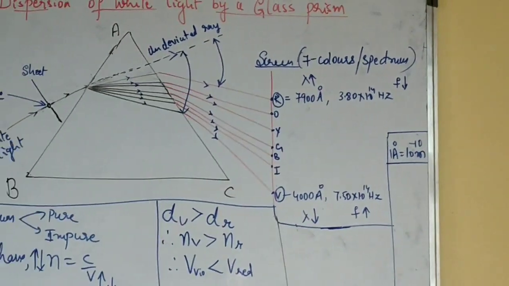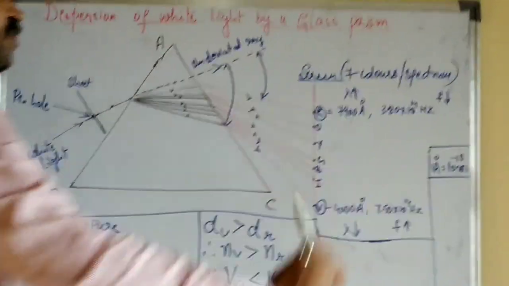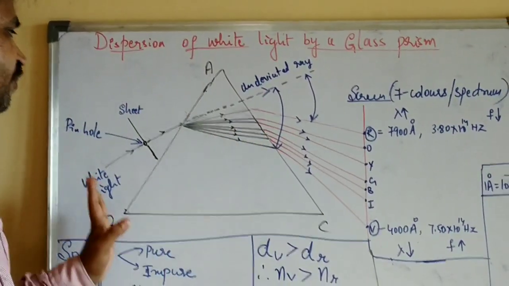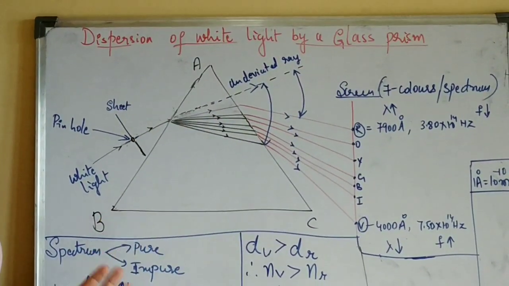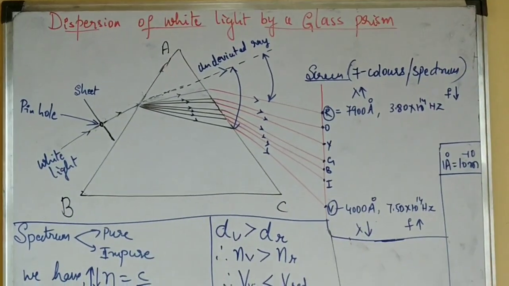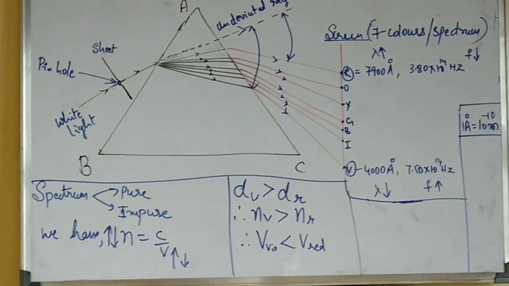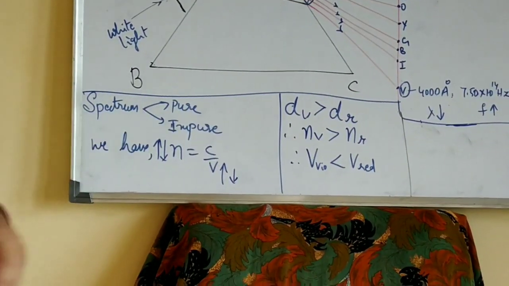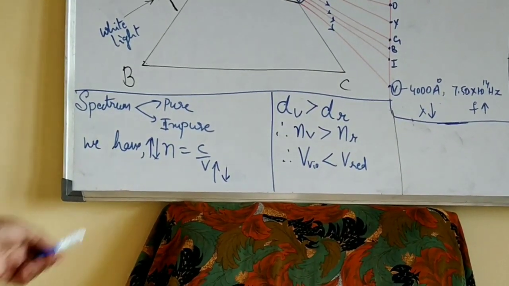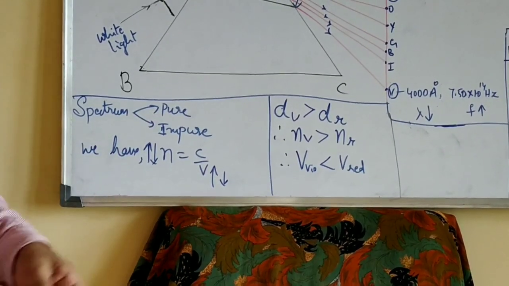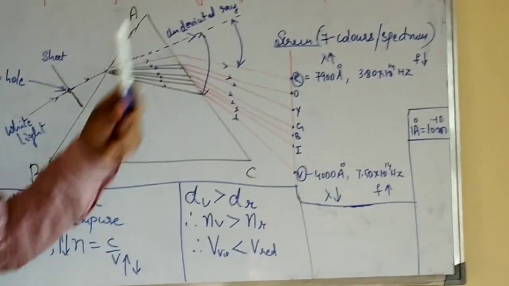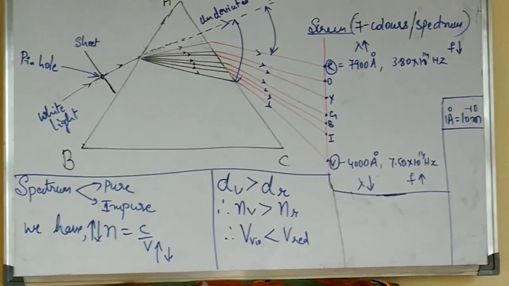Also, as I was explaining this spectrum, whenever light passes through the prism, it results in a spectrum of 7 colors of different wavelengths and frequencies, right? Now this spectrum is of 2 types: pure spectrum and impure spectrum. What do you mean by pure spectrum? Pure spectrum is a spectrum in which all these 7 colors are distinct.